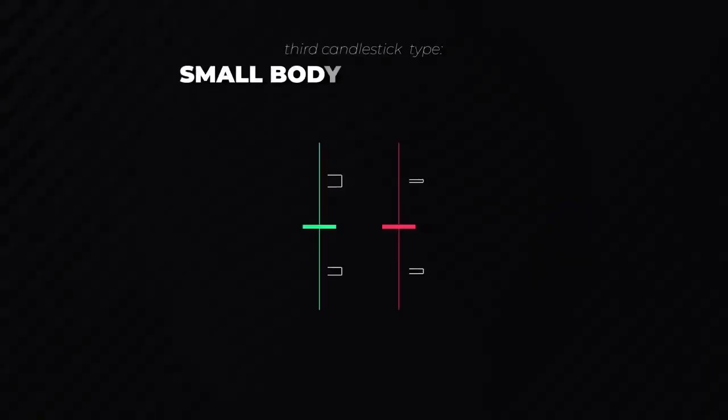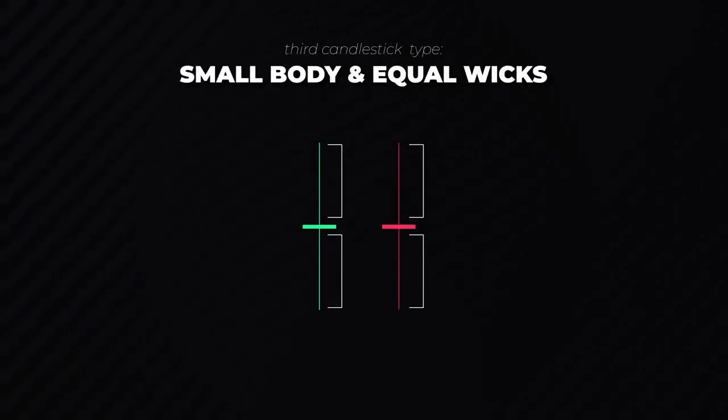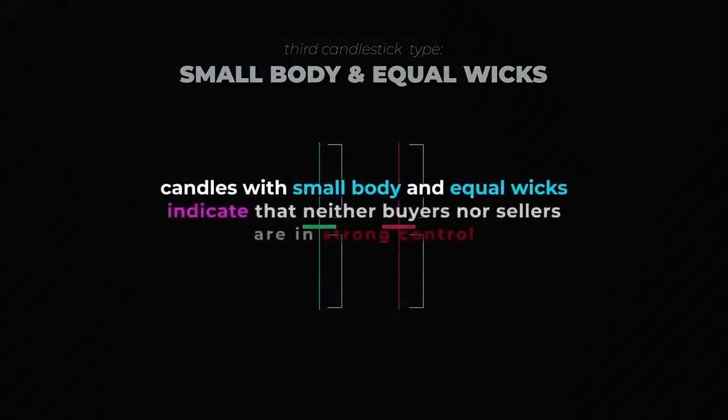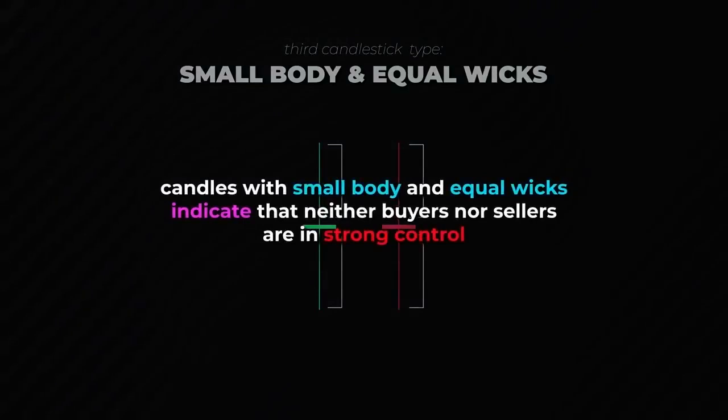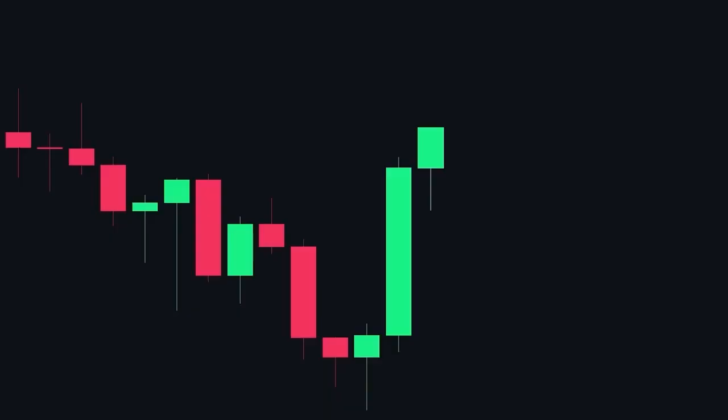The third type is candles with a small body and equal wicks. If a candle has a small body and equal wicks, it indicates that neither buyers nor sellers are in strong control. This is because both buyers and sellers tried to push the price up and down during this period, but neither side was significantly dominant, so the candle closed near its opening price. In this example, buyers had a slight advantage, as the candle closes green. However, their strength is still nearly equal to the sellers.